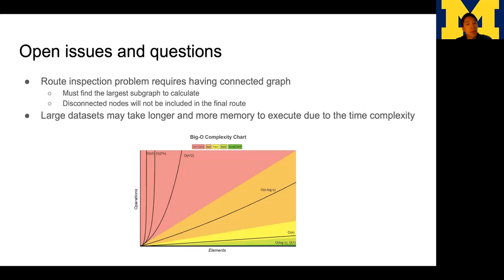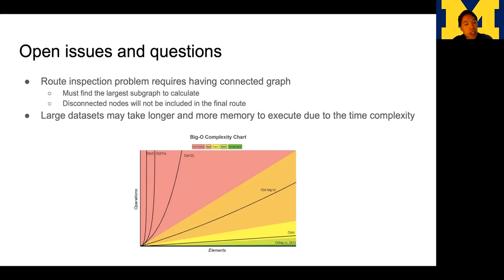So we had some open issues and questions. Right now, Zade is able to get a connected graph from the NetworkX package, but we are still finding a way to possibly crosstalk it with the workflow that we have currently. And one possibility is maybe using disjoint sets.